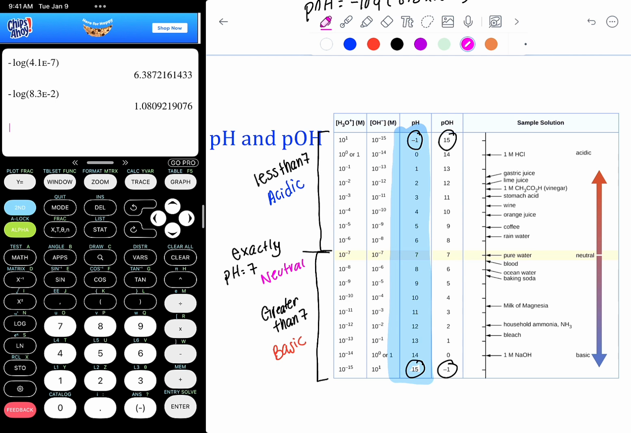Anything above or below that would then be considered acidic or basic. As you get closer to 7, you could say that it's slightly basic or slightly acidic. Like if it's 7.3 or 6.9, it's slightly basic or slightly acidic, but it is still considered acidic or basic. It would not be considered neutral.